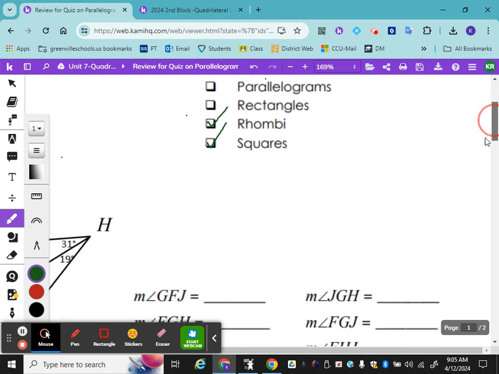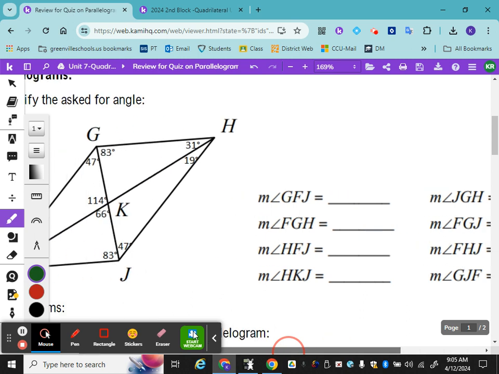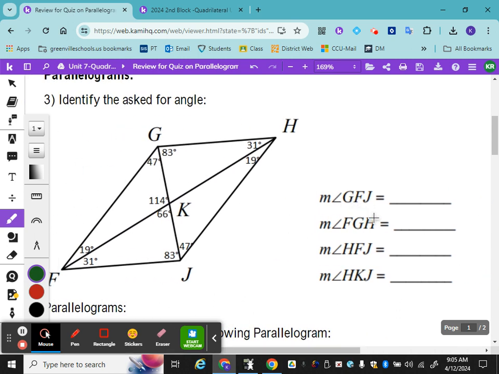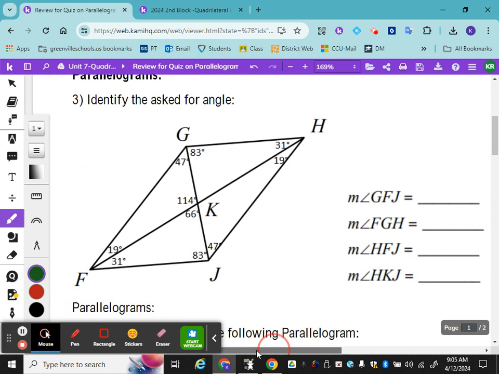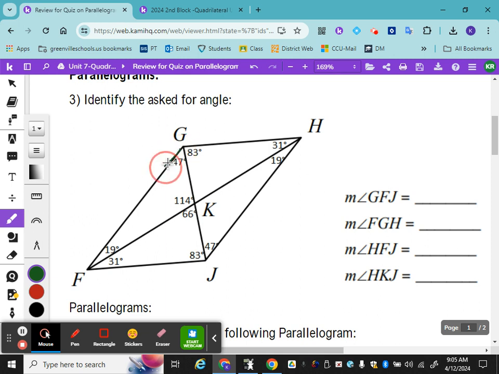There's no reason to miss those. You just have to keep going. Okay. G, F, J. This is where people are having trouble. From G to F to J. Your vertex is in the middle, F. So connect these two lines. That means it's both of these put together.